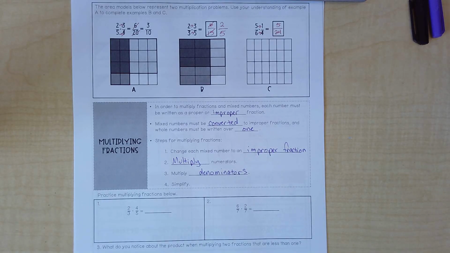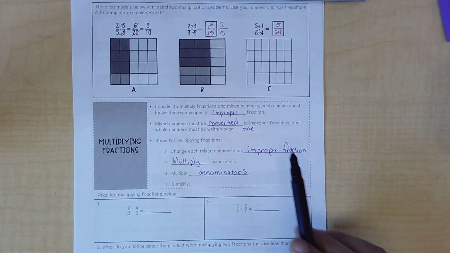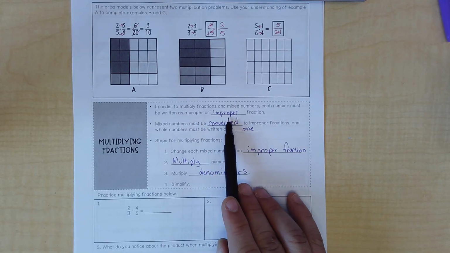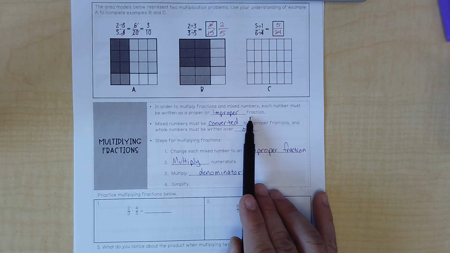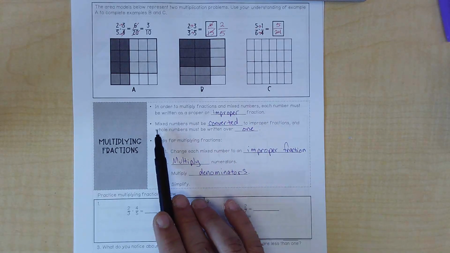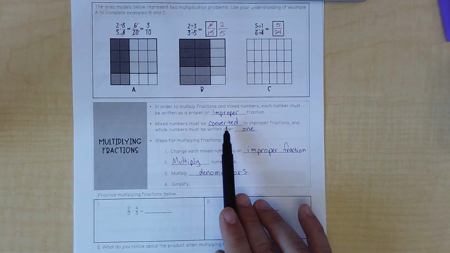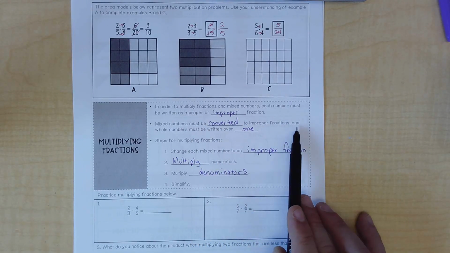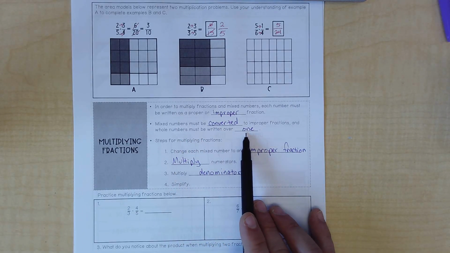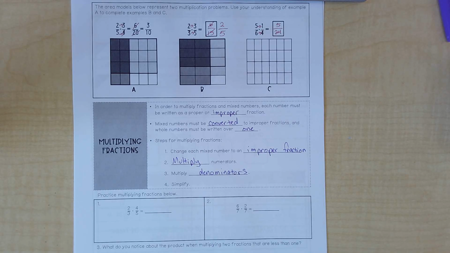Okay. Going to the next part, we see that it says, in order to multiply fractions and mixed numbers, each number must be written as a proper or improper fraction. That means our numerator is larger than our denominator. The number on top is bigger than the number on the bottom. Mixed numbers must be converted to improper fractions, and whole numbers must be written over 1. And I'll show you guys some examples of that later.